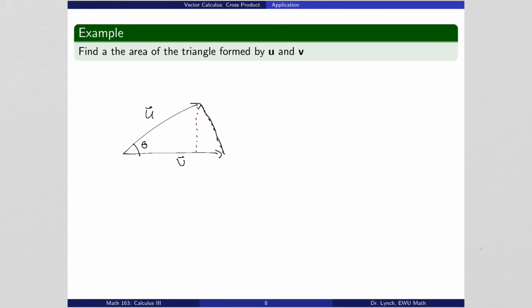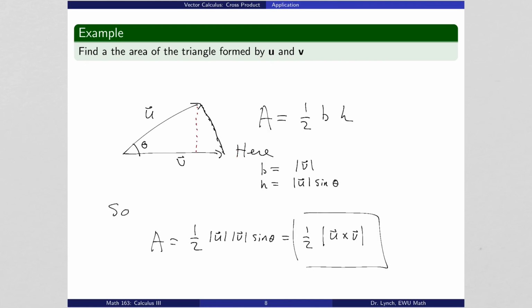So since the height is given by the opposite side, of course that height is related to the sine of the angle theta, and the base of the triangle, of course, is related to the magnitude of V. Okay, so of course the base is the magnitude of V, the height is the magnitude of U sine theta, and the area of the triangle is 1/2 base times height, so 1/2 magnitude U, magnitude V sine theta, which of course is exactly 1/2 times the magnitude of the cross product of U with V. So if you form a triangle given two vectors U and V, the area of that triangle is 1/2 times the magnitude of the cross product of U and V.